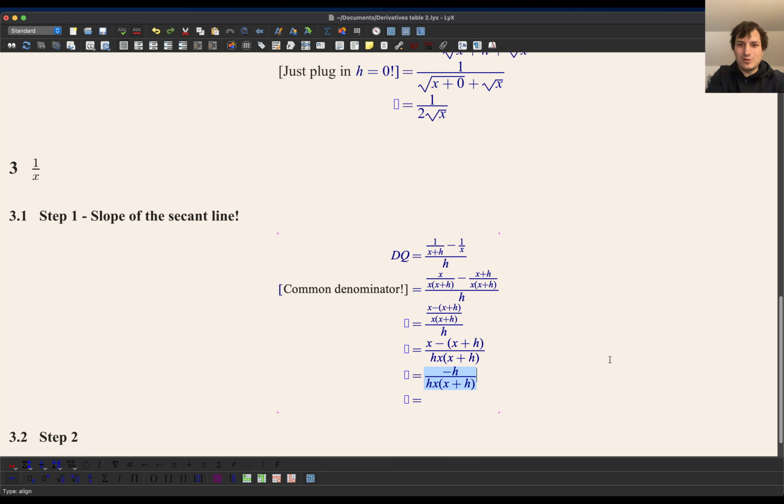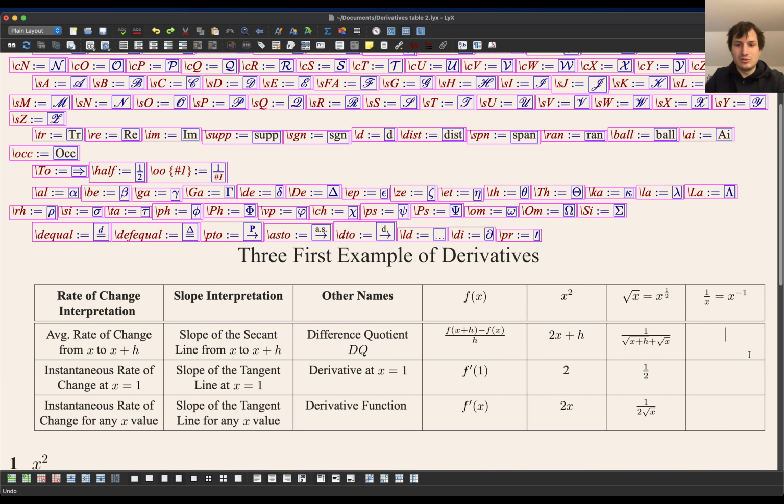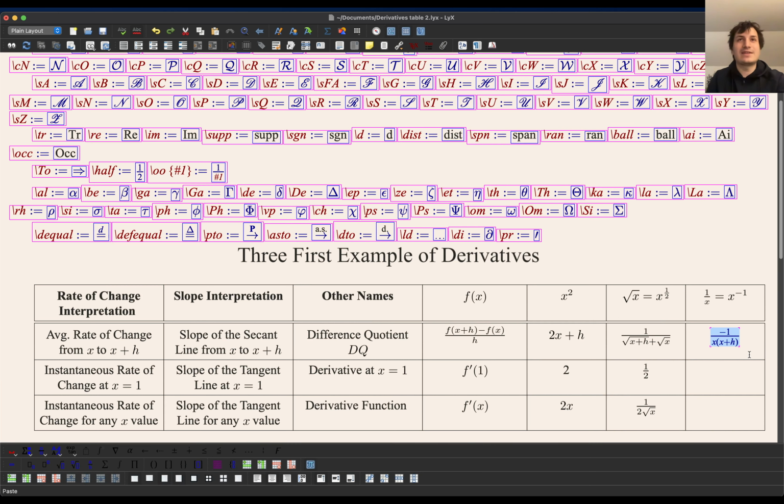What is left over after you cancel those out is this very nice number: 1 over x times x plus h. Don't forget that minus sign. So we're going to copy this over. That was the whole algebra we had to do. And we're going to copy this over to get the difference quotient: minus 1 over x times x plus h.